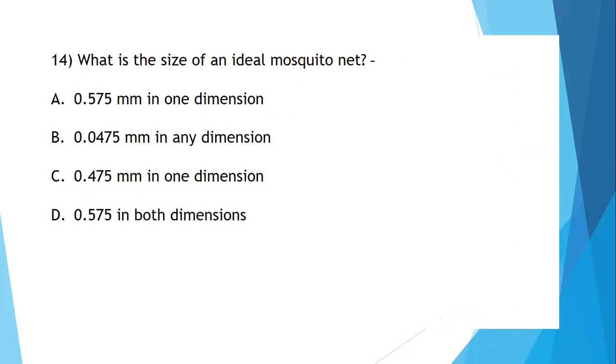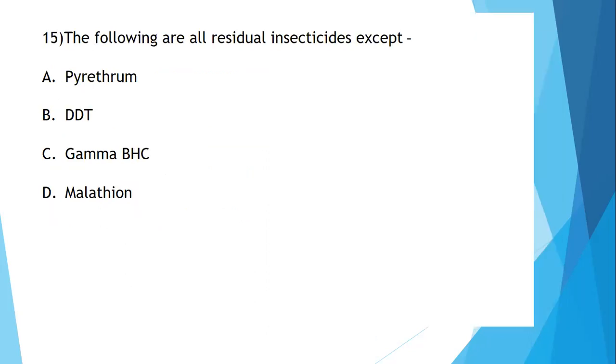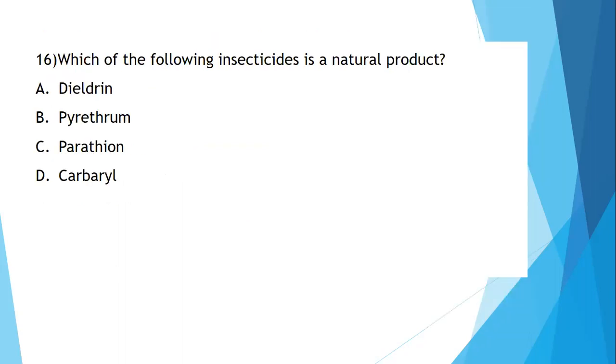What is the size of an ideal mosquito net? We have already discussed this. It is 0.0475 millimeter in any dimension. Option is B. The following are all residual insecticides except pyrethrum, they don't have residual action. Option is A. Which of the following insecticides is a natural product? Pyrethrum. Option is B.